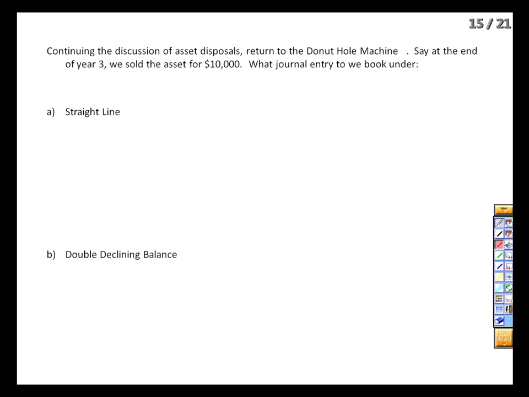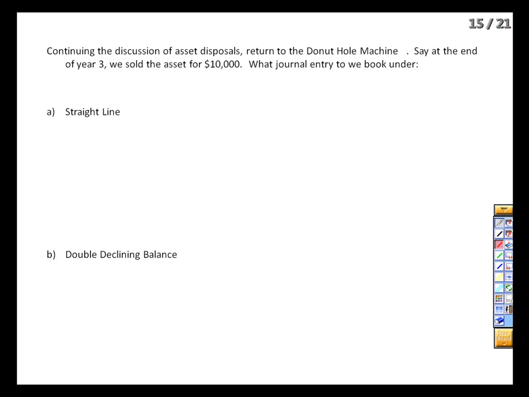One more thing to look at for this. Let's go back to our donut hole machine that we were depreciating just a little bit ago. Let's say at the end of year 3, we sold it for 10 grand. Now go back and look at the calculations we did if you're so inclined. What we end up recording for a journal entry is quite a bit different depending on which method we used. Let's start with the straight line method.